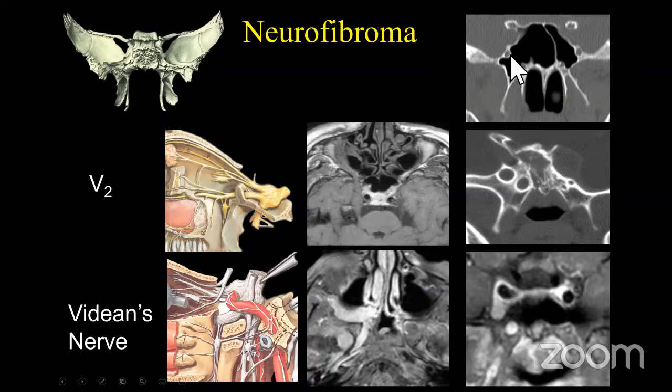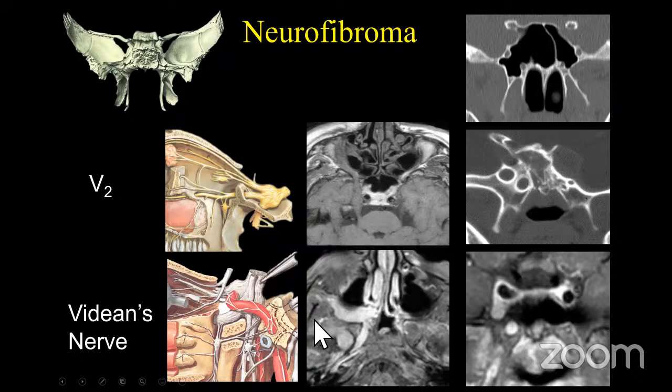So when we look at what we should normally see, again, we're looking at that central skull base. Here's our sphenoid sinus. These are the medial and the lateral pterygoid plates. This is the lateral recess of the sphenoid sinus. And what we see here is one canal out here laterally, that is foramen rotundum. And this is the enlargement of foramen rotundum caused by a neurofibroma involving V2. And if you look medially, we can see the Vidian canal. And that Vidian canal is also enlarged in this case.